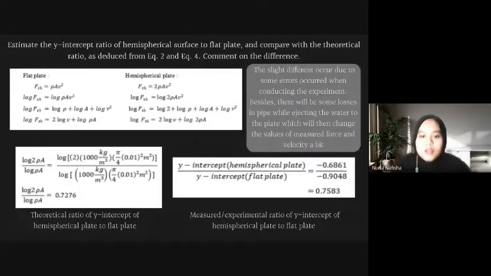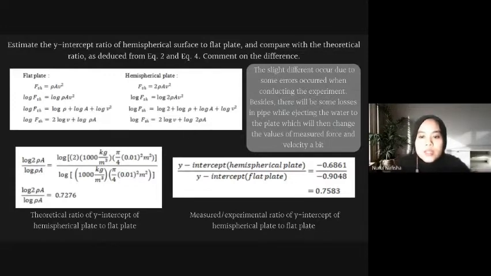Okay, so next, we estimate the y-intercept ratio of hemispherical plate to flat plate and compare with the theoretical value. So by logging both sides of equation 2 and 4, we are able to obtain the equation of log f theoretical equals 2 log v plus log rho a for flat plate, and log f theoretical equals 2 log v plus log 2 rho a for hemispherical plate.